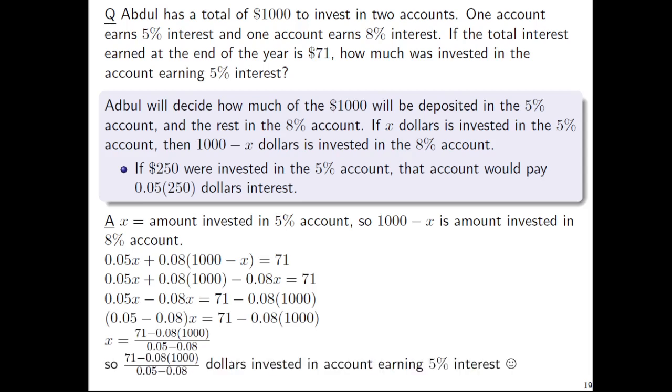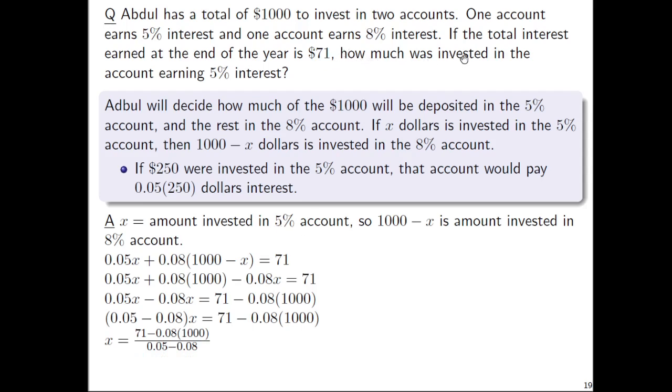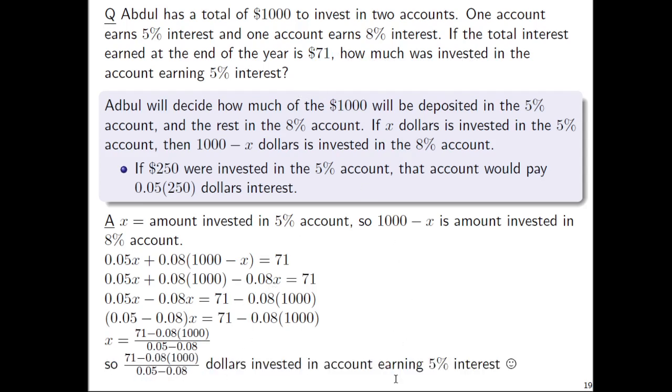Okay, so X again represented the amount invested in the 5% account. Going back to the original question, how much was invested in the account earning 5% interest? So here, X is exactly the thing we're looking for. So we'll just conclude that 71 minus 0.08 times 1,000 all over 0.05 minus 0.08 dollars was invested in the account earning 5% interest.